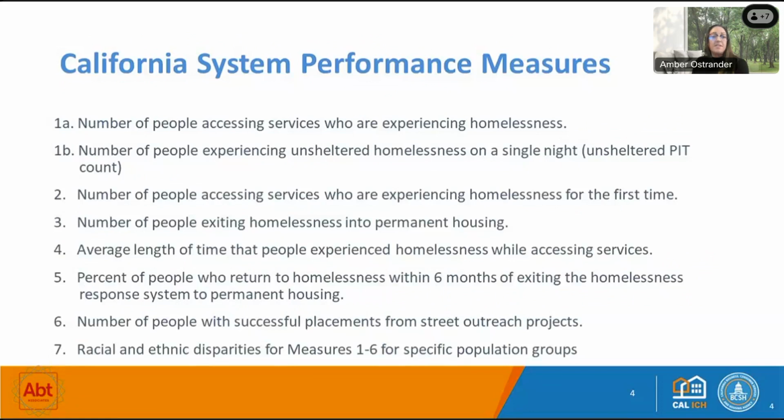Listed here are the 6 California System Performance Measures, along with the 7th listed, which is racial and ethnic disparities for measures 1 through 6 for specific population groups. Now I will turn it over to Melissa Stevenson from Apt Associates to walk through the most significant improvements we have made to the California SPMs.